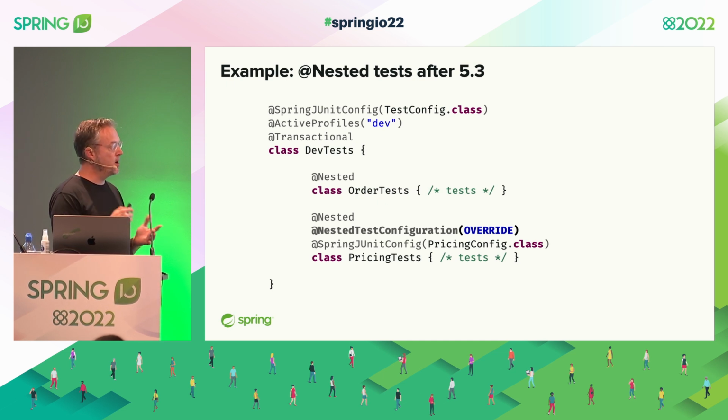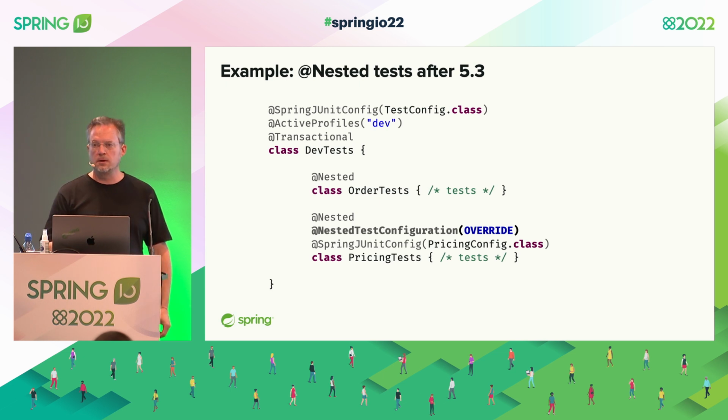But we have a new annotation, NestedTestConfiguration, and you can change it from inherit to override. So again, this one wants to have its own configuration, doesn't want to use these profiles or be transactional. You can actually override and not inherit from the enclosing class. So that's a big benefit if you are using nested tests with Spring, Spring Boot, etc.